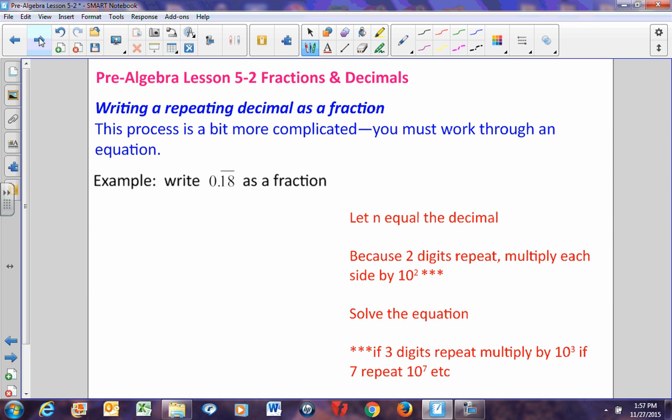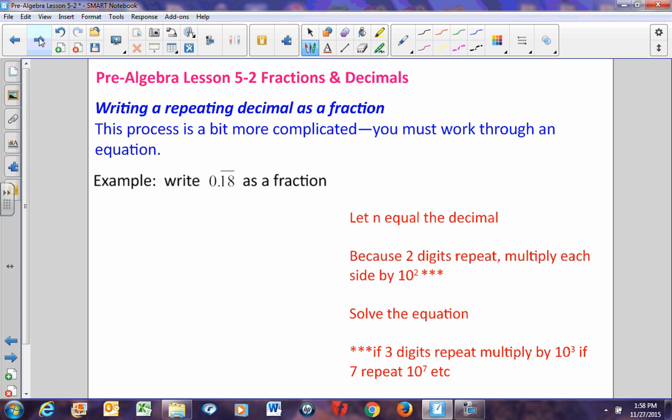Now, writing a repeating decimal as a fraction. Now, this is a fairly difficult concept. However, if you follow the steps, and you can walk through the steps, it's not as bad as you think it is. And we're going to write 0.18 repeating as a fraction. To do this, there's a process. There's just a step-by-step process you need to do every single time.